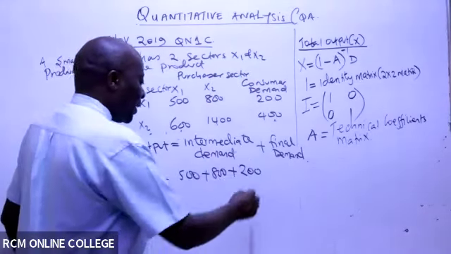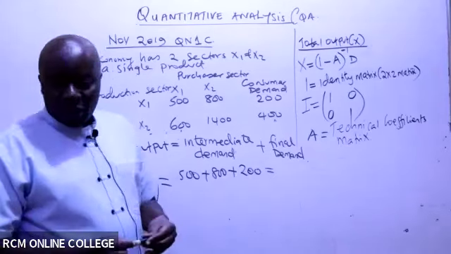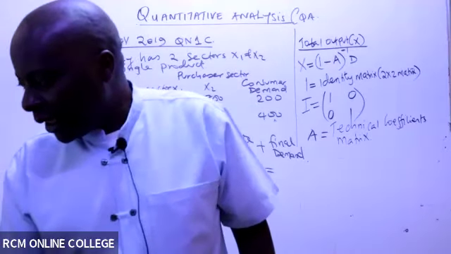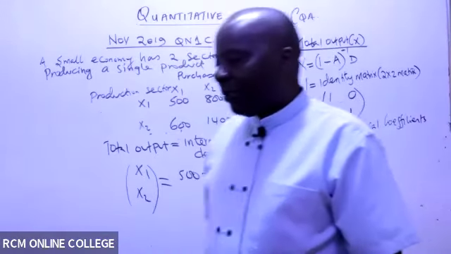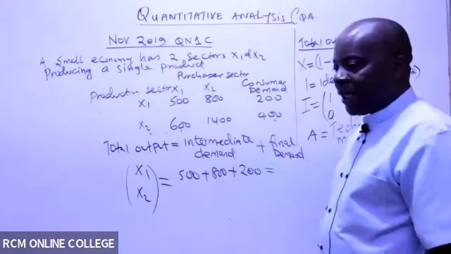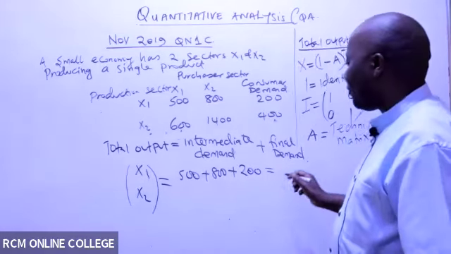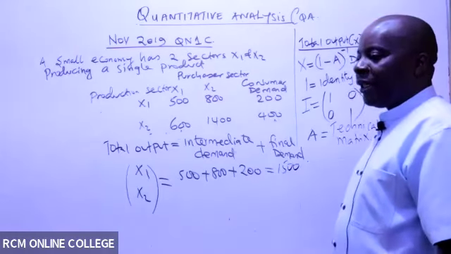So can somebody give me this figure for X1? The total output for X1 will be equal to what? Please help me get these figures. We shall pass, don't worry. So in this case, I'm being given 1500. I hope everybody is able to see this. That is X1. Thank you so much.